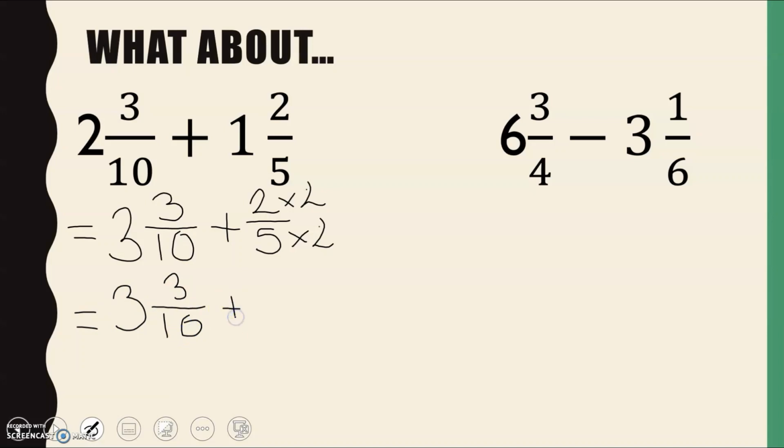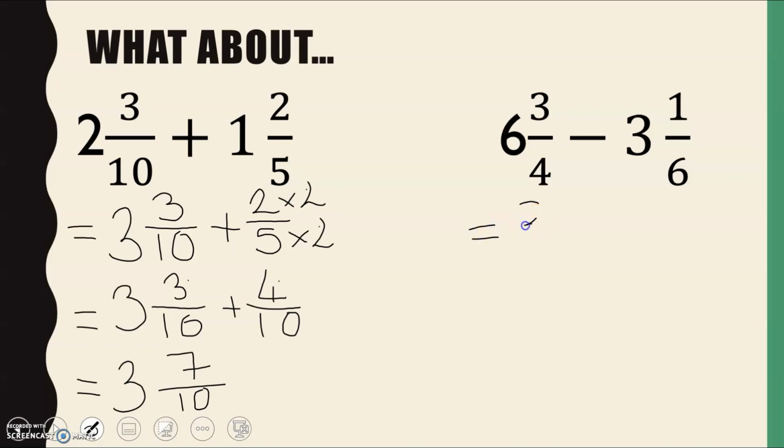And we're going to add on my 4/10. Again, 3 stays as it is. 3 plus 4 is going to give me 7. And 10 stays the same for the denominator when we add and subtract. For our second example then, final one guys, well done.